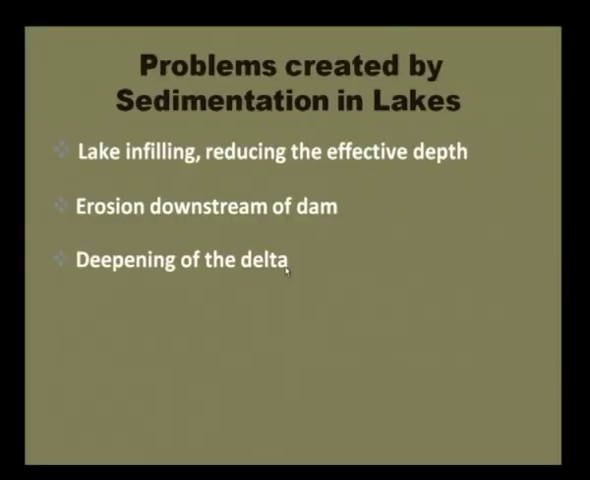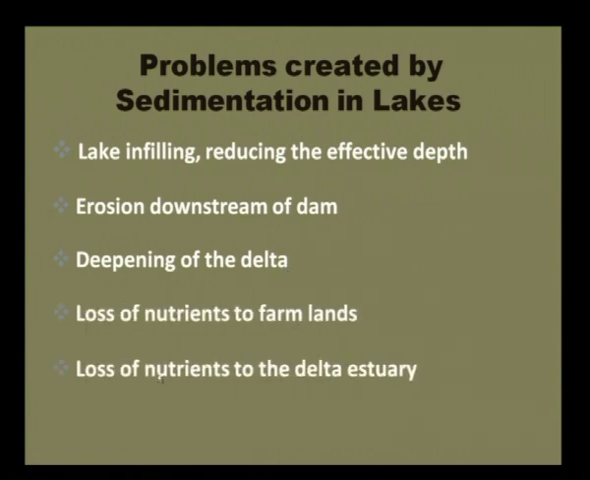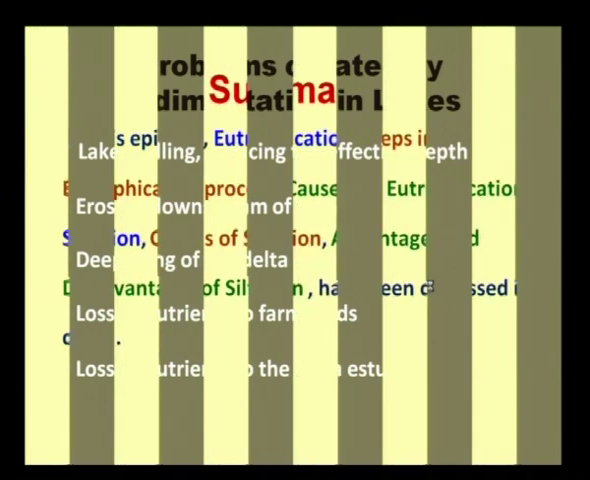And so, the effective depth is coming down, and erosion downstream of dam, because when the water is released from the dam, what will happen? All the silt is removed from the bottom of the water, and therefore, there is erosion downstream, and deepening of the delta, and loss of nutrients to farmlands, and loss of nutrients to delta estuary, and therefore, these are all some problems created by the sedimentation in lakes.